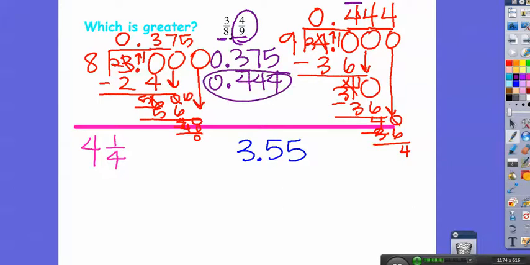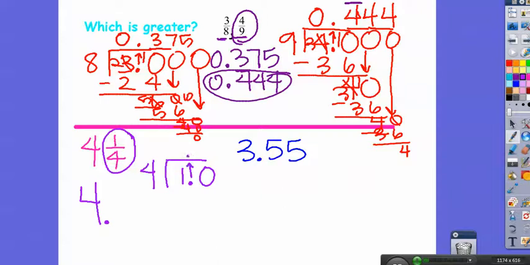Now I want to look and convert our mixed numbers. So a mixed number, if we convert this, all we need to do is bring down our whole number and put a decimal, and then we need to convert our fraction into a decimal. And 1/4, all we need to do is do 1 divided by 4. 4 can't go into 1, so we need to add a decimal and a 0 and bring that decimal on up to the quotient. 4 goes into 1 0 times.